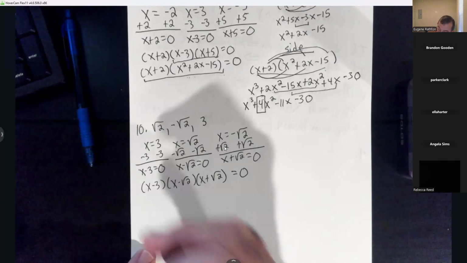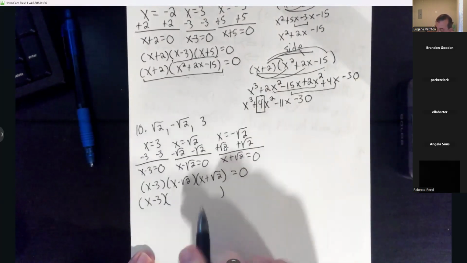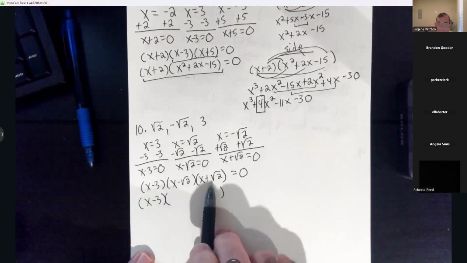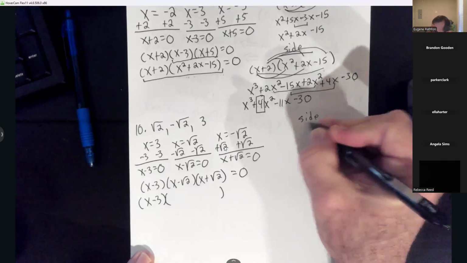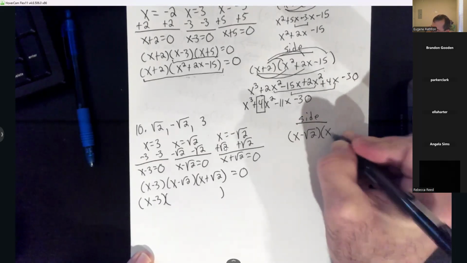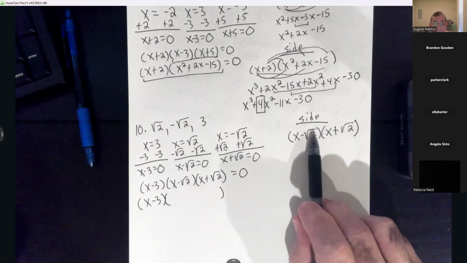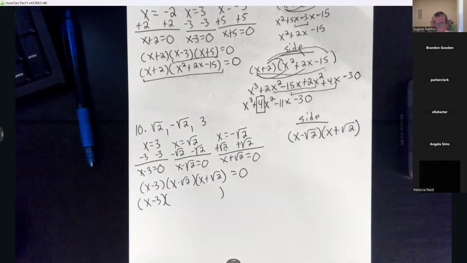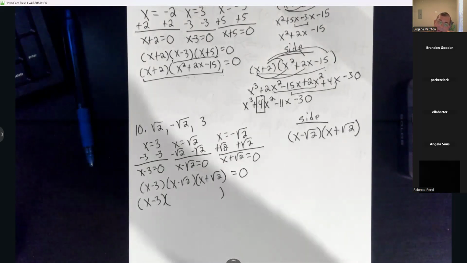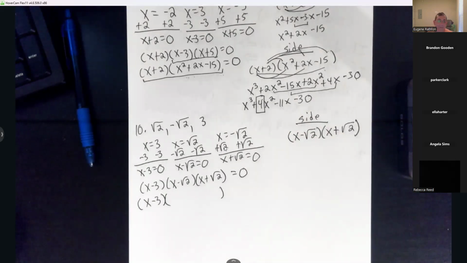Now, me, myself, I'm a little picky on this one. I'm going to bring down that x minus 3. And I'm going to start by foiling this stuff right here on the side. X minus square root of 2 times x plus square root of 2. Since these are conjugate pairs, the radicals are going to disappear. So y'all, here's my question. Foil that and tell me what we're going to get out of that. And if y'all foil that right, you should not have any radicals left, okay?